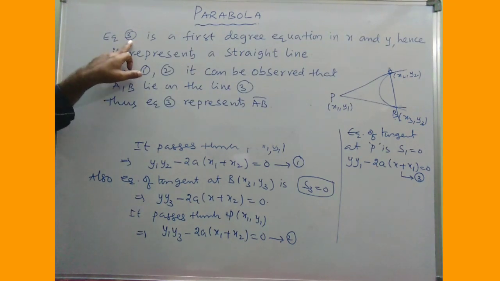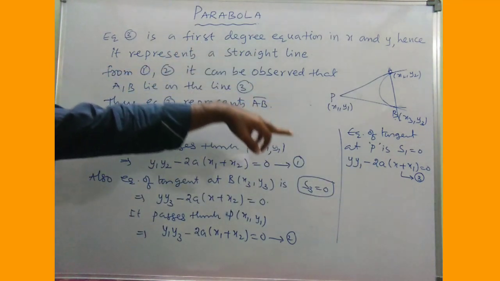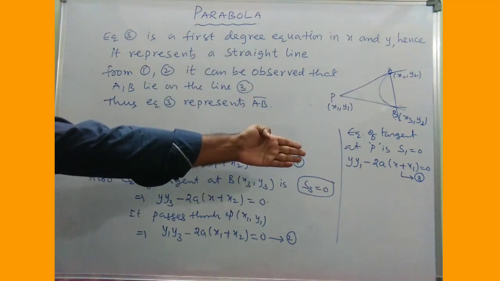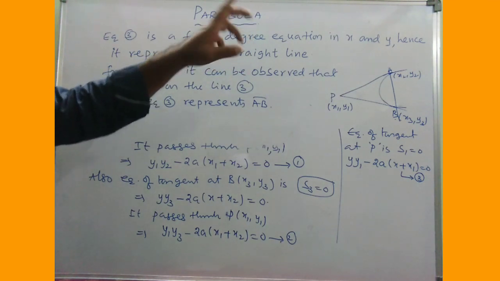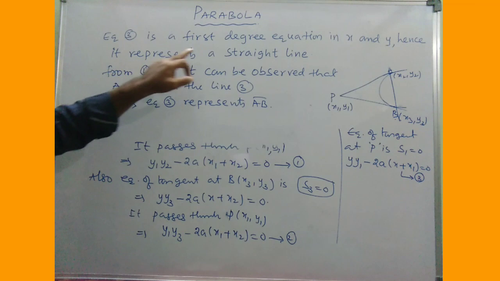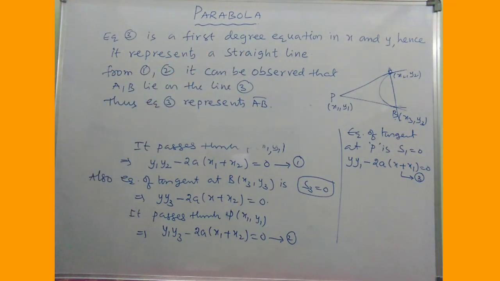See that clearly, equation 3 represents a first degree equation, isn't it? It's simply a line equation. So equation 3 is a first degree equation in x and y. Hence it represents a straight line, isn't it? Every first degree equation represents the equation of a straight line.